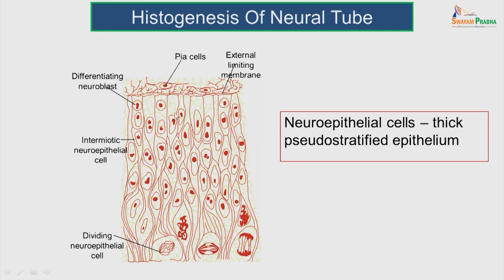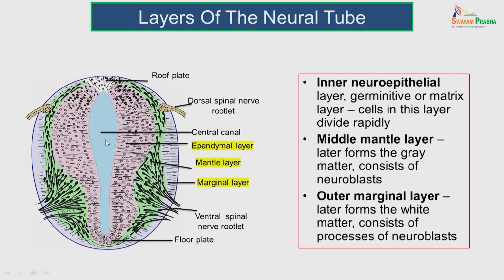You can see these neuroepithelial cells; it is a thick stratified epithelium. You can see here the neuroepithelium, with many layers of cells. There is a neuroblast, the intermitotic neuroepithelial cells, and you can see the dividing neuroepithelial cells. So, here in the neural tube, we can see there is a central canal.